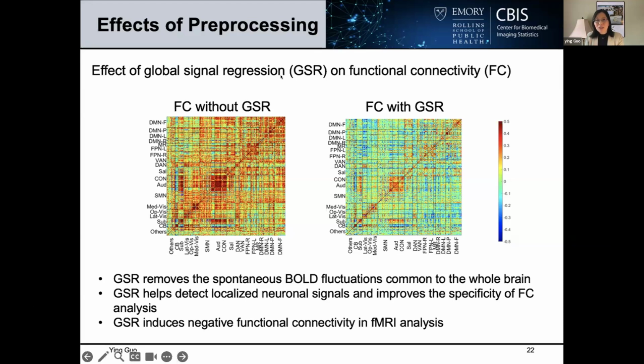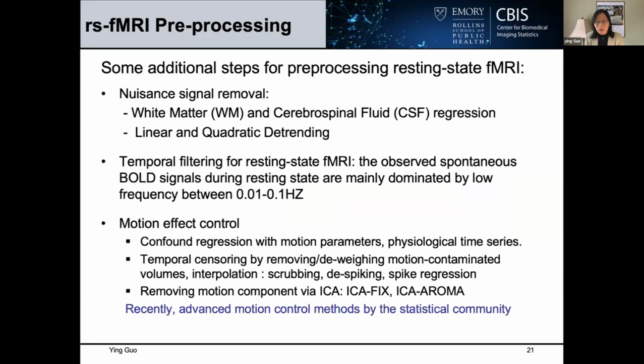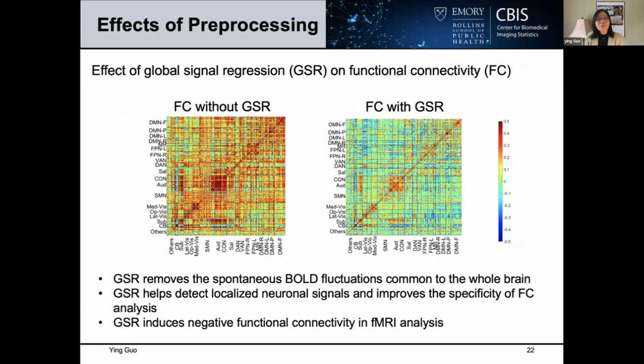Global signal regression is a pre-processing step where you remove the overall BOLD signals across all the voxels in the brain. You calculate the time series of the overall signals across the whole brain, and then you use regression to remove that global signal from your fMRI data. By doing so, we help to remove some spontaneous BOLD signal fluctuation common to the whole brain, which is believed to be not necessarily neural related.